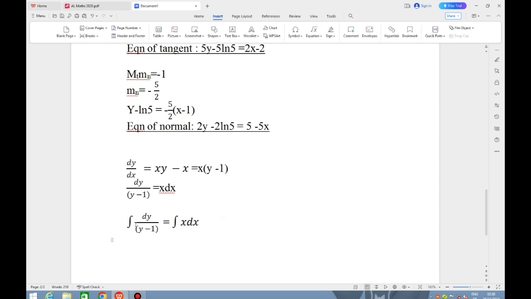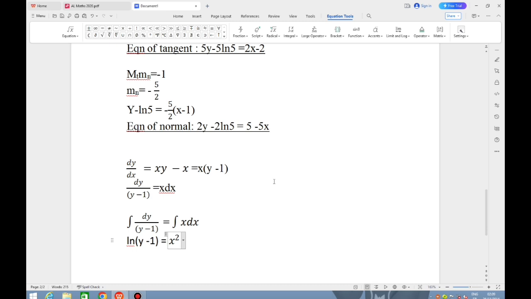Now integrating 1 on y minus 1, notice that if we differentiate y minus 1, we're going to get 1, which is the same as the numerator. So by the laws of integration, if you can differentiate the denominator to get the numerator, then the integration of that function is simply going to be equal to ln of the denominator, ln y minus 1, is equal to the integration of x, which is simply x squared, so x squared plus the constant k, or c, any constant.